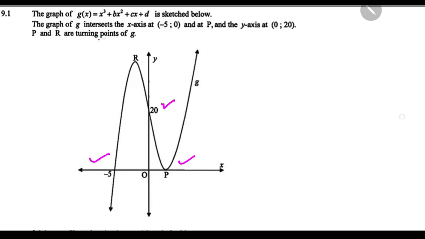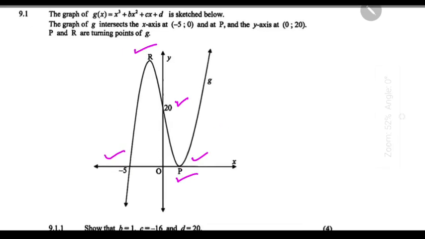P and R are turning points of g. So this is the turning point. R is one turning point and the second turning point is P. So this is the information of the sketch.